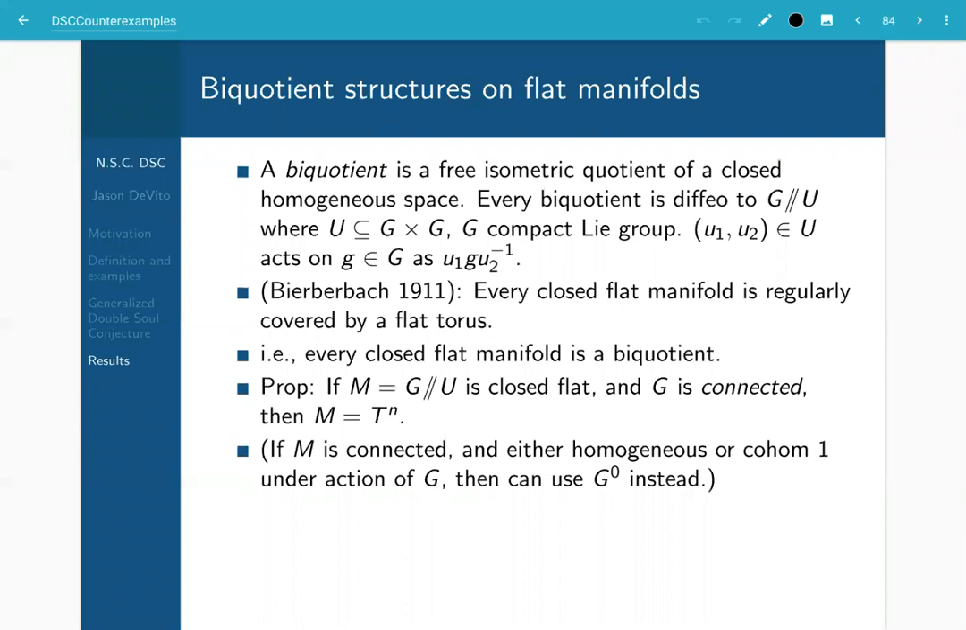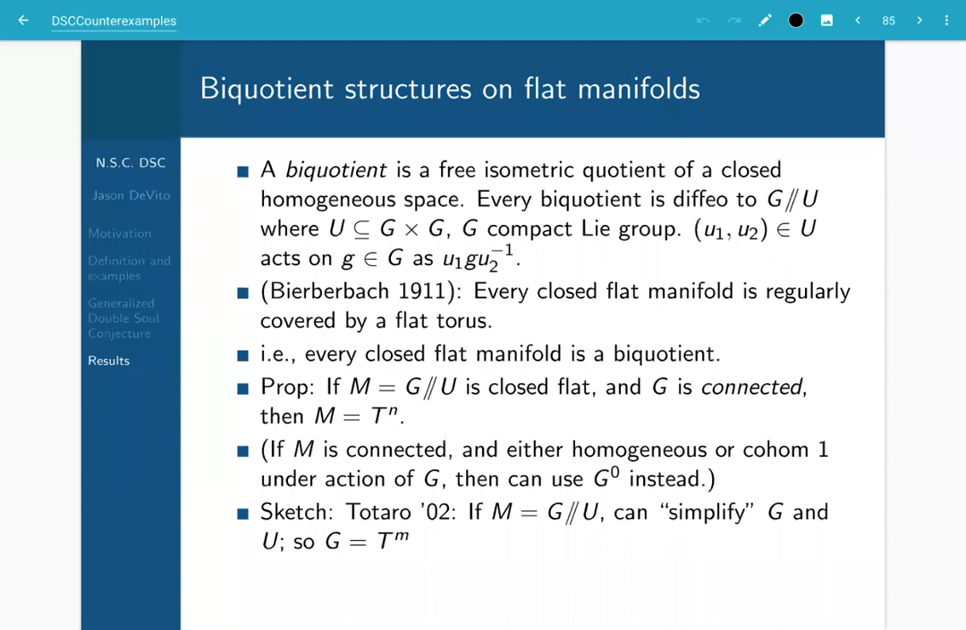So there are some serious hurdles there. Anyway, how do you prove this proposition? How do we know this result? Well, we're just going to go back to classification work by Burt Totaro from 2002. He has a paper on how you classify biquotients in general, although he makes the assumption that the biquotients are all simply connected, that the M is simply connected.